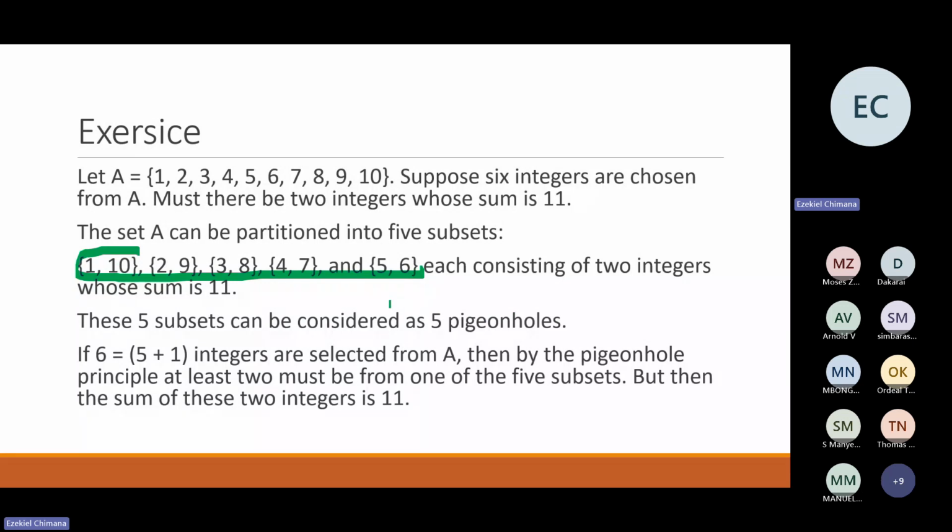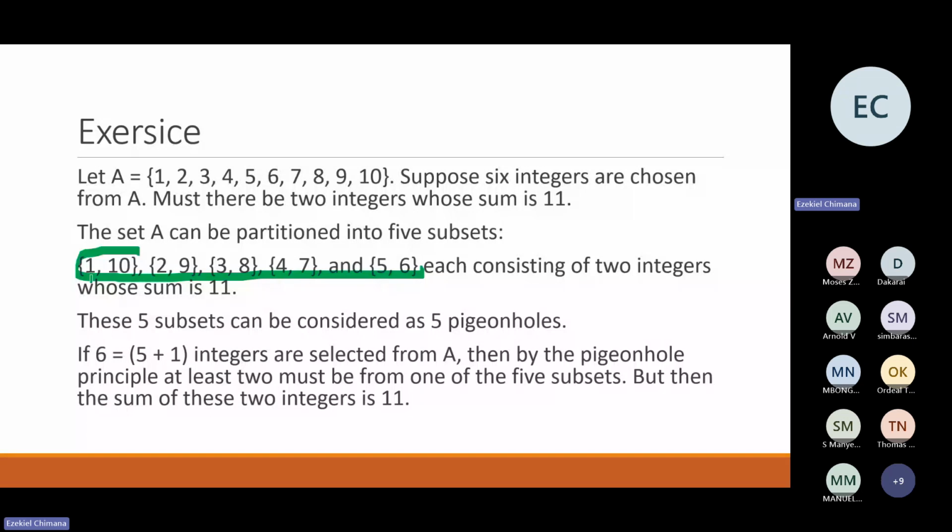We are going to put the what? The pigeons. Then 6 is equal to 5 plus 1 integers selected from A. Then by the pigeonhole principle, at least 2 must be from one of the 5 subsets. So at least 2 must be from what? One of the 5 subsets. But then the sum of these 2 integers is what? Is 11. So you can try to pick the 6 numbers from here.